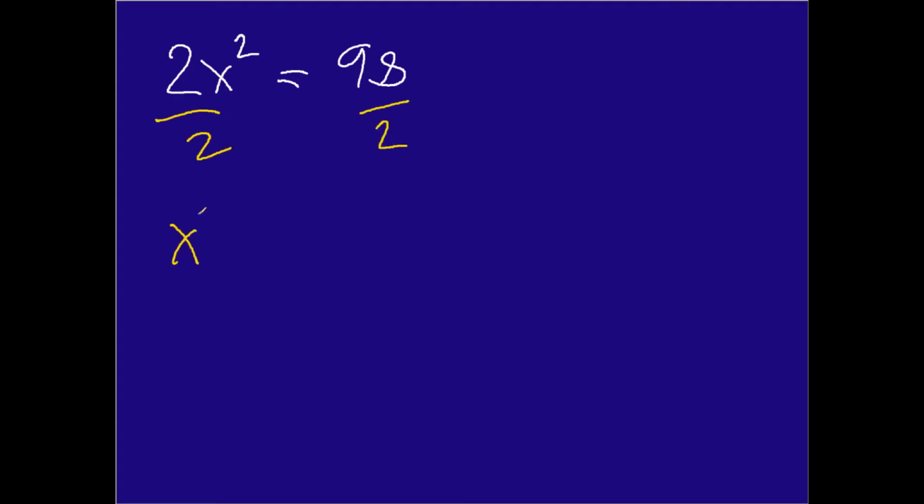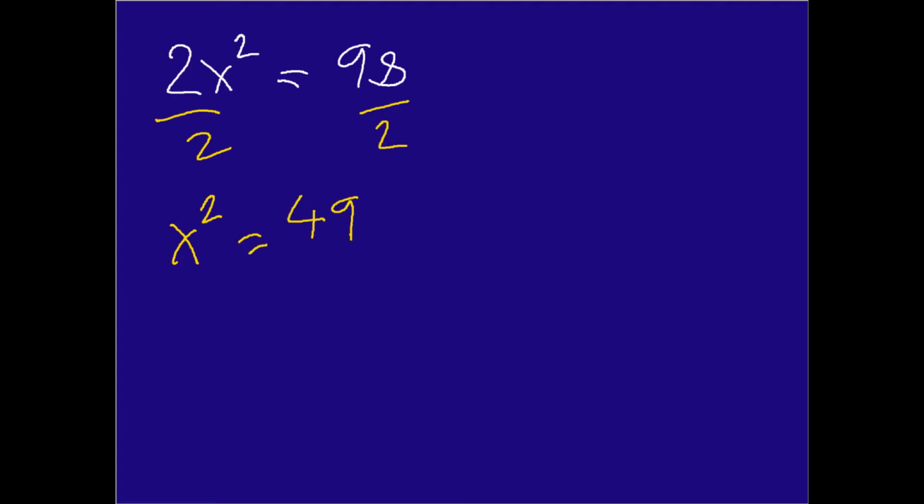So this time we have 2x squared equals 98. What do we do in this situation? Well, again, our goal is to isolate the x squared. And so we want to first divide by 2. Divide by 2. And so now we're left with x squared equals 49, like that.